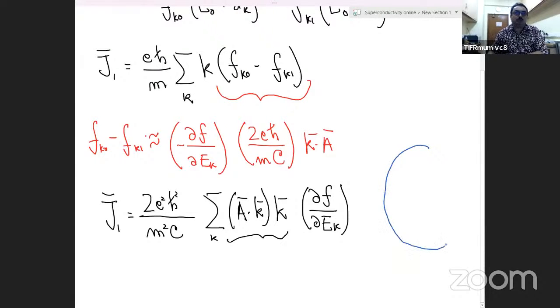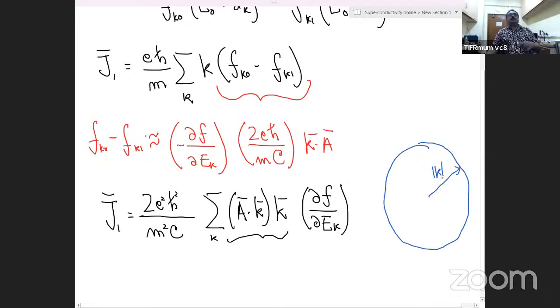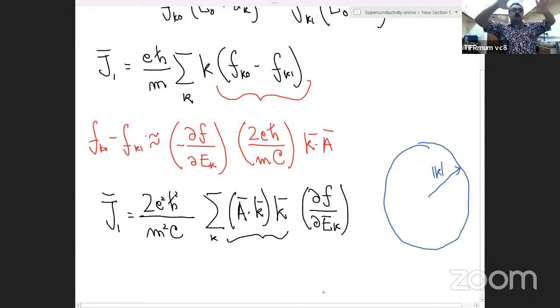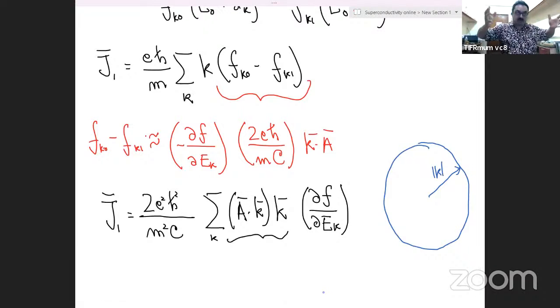So I will take this contour, and this is a spherical contour of constant k modulus. Okay, so k modulus is constant on that contour. So I have to sum over all k. I separate it into these shells, these spheres, and then I will sum over all the spheres. Is that clear? Essentially I am taking all the k's on one constant energy contour, and then I will eventually be summing over all the constant energy contours.